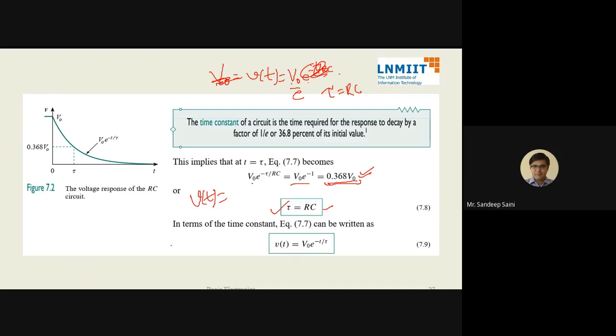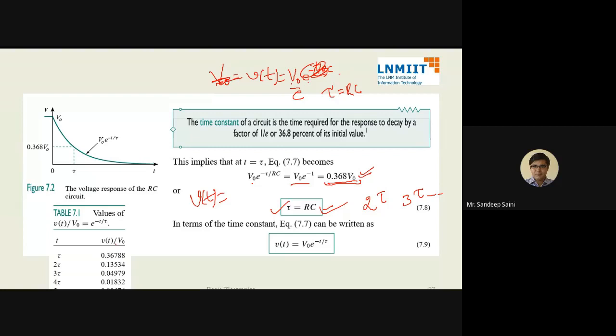That means I can say this is my time constant. And now if I make the observation at 2 tau, 3 tau and so on, I can see how much voltage I will get. So if I put tau, 2 tau, 3 tau, 4 tau, 5 tau, I can see how my voltage is decreasing and going very close to 0. So this tau is called the time constant.